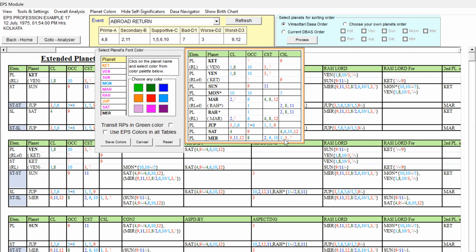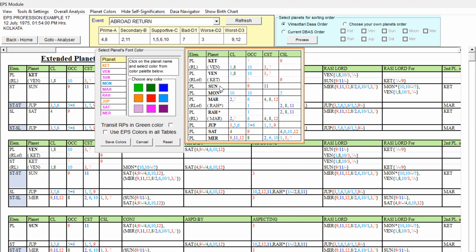And 1, 3 also supportive for the native for the travel. So this is also mixed significator. Though Mercury's favorable houses are strongly present, it can also support for coming back, provided the other important favorable key planets are influencing that. So Mercury also mixed.